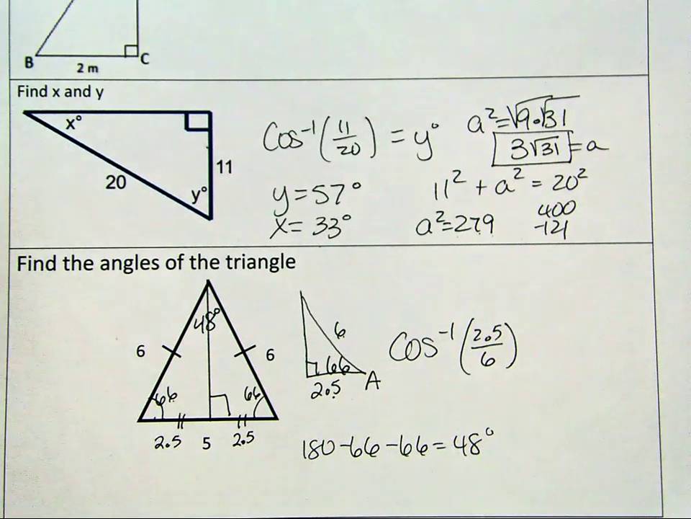Okay, so that's how you find missing angles using trigonometry, right triangle trigonometry.